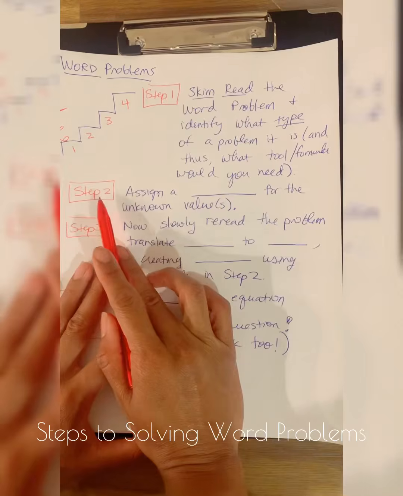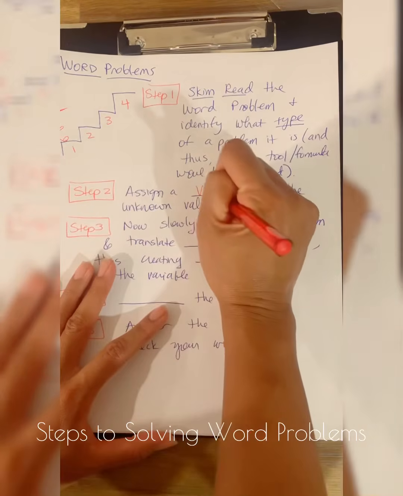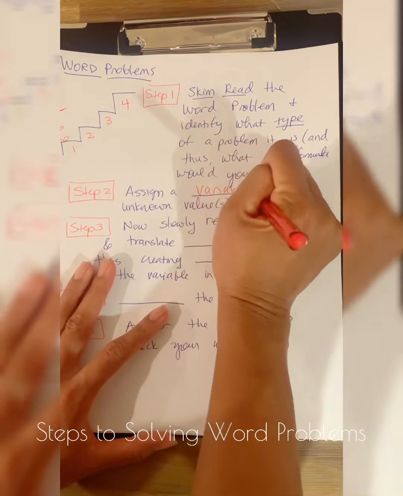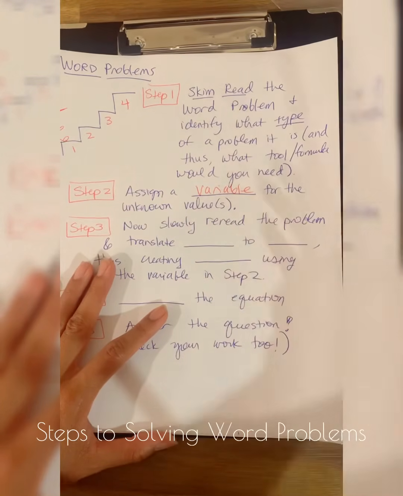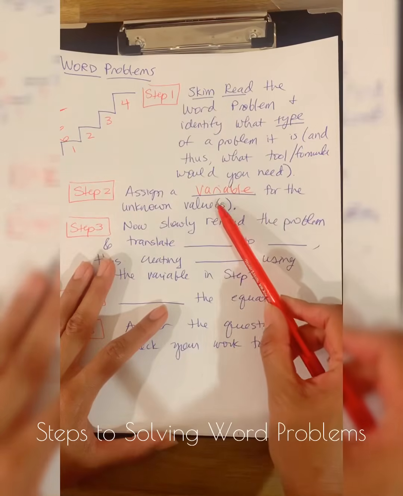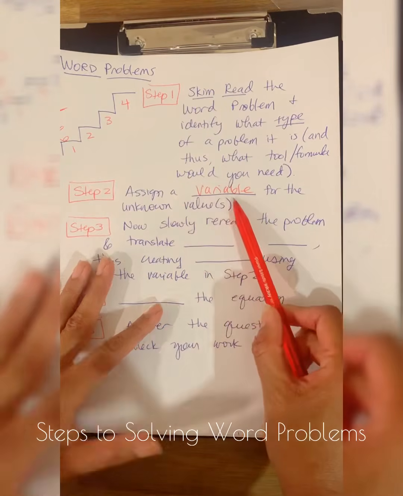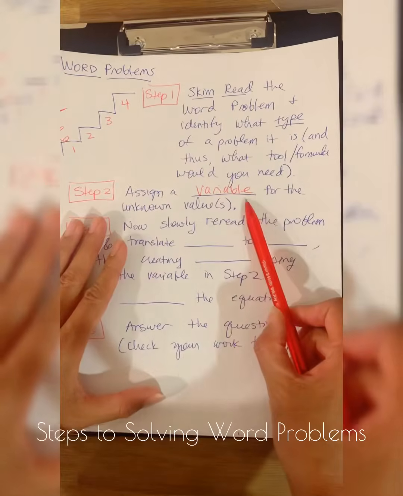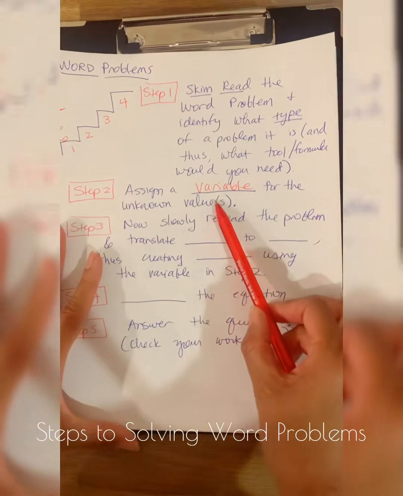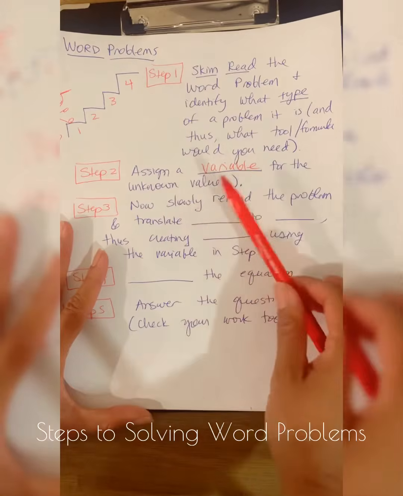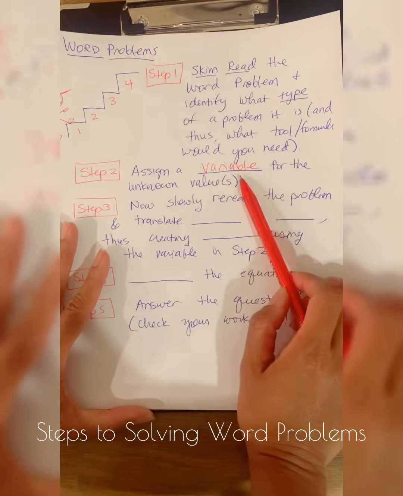The second step is to assign a variable for the unknown value or values. A word problem has to have something that you are needing to find. That's what makes it a word problem. So assign a variable, it could be X, Y, Z, whatever variable you want, for the thing that you need to find, the thing that you don't know, right? Hopefully that seems like it makes sense to you.